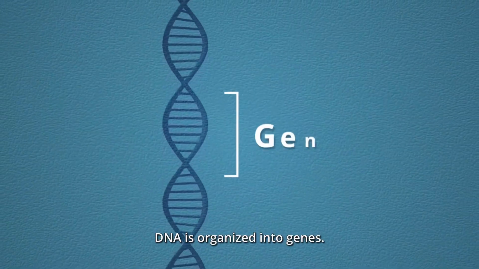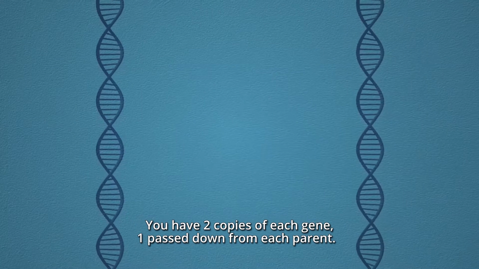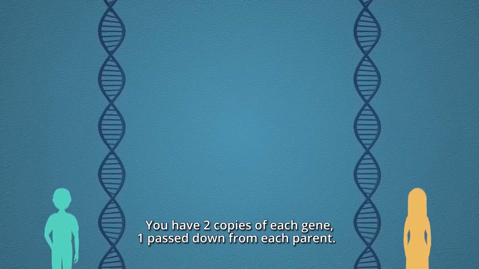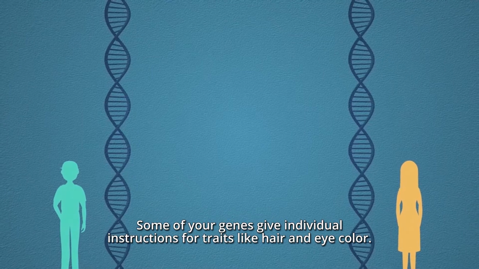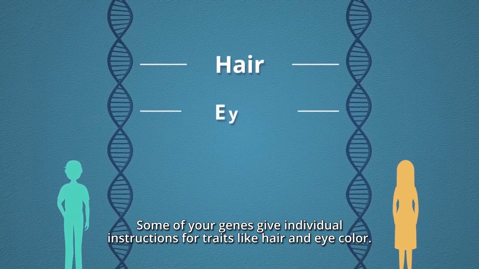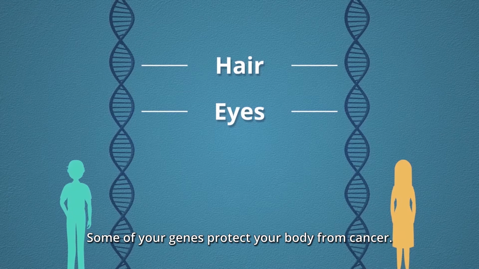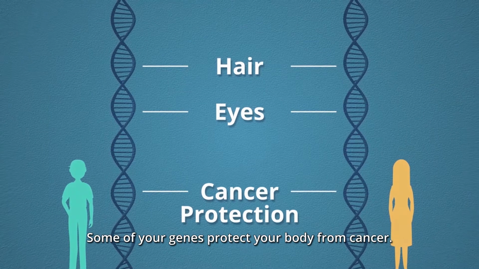DNA is organized into genes. You have 2 copies of each gene, one passed down from each parent. Some of your genes give individual instructions for traits like hair and eye color. Some of your genes protect your body from cancer.